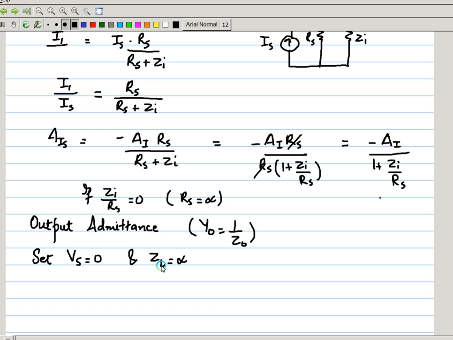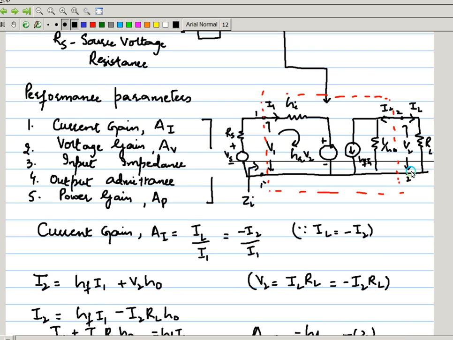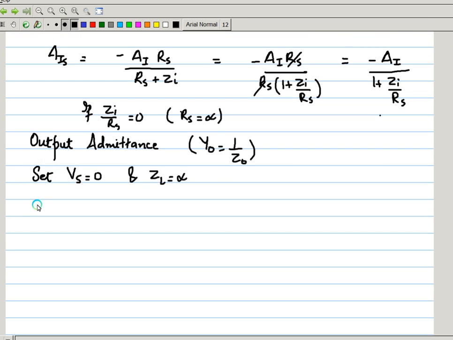We are opening the ZL first, right? So if we take a look at the circuit, the output impedance is the impedance seen looking into the terminals 2 and 2 dash. We know that the impedance ZO will be equal to V2 by I2, and the admittance will be equivalent to I2 by V2.